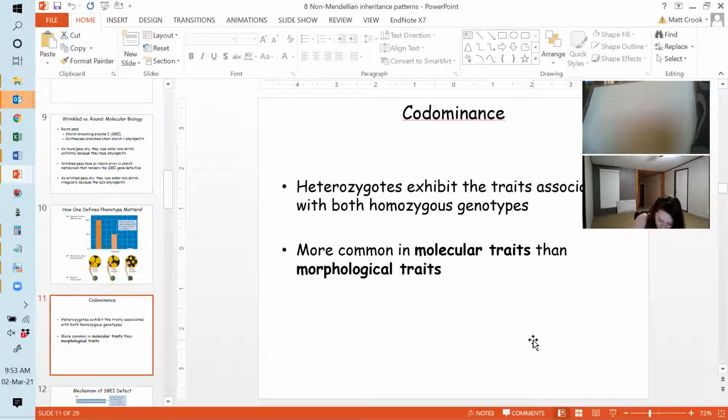So in red blood cells, you have 3 different alleles: A, B, and O. A and B are dominant over O. Essentially what these are involved in is antigen production.